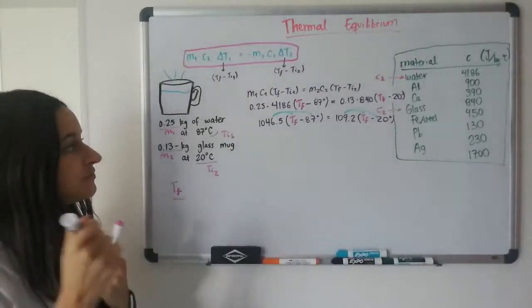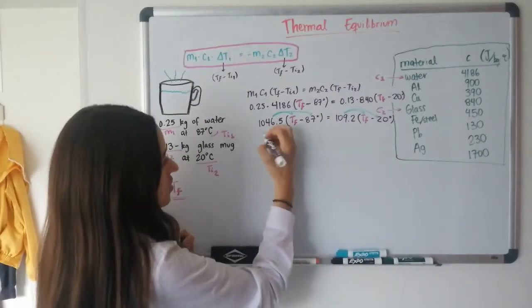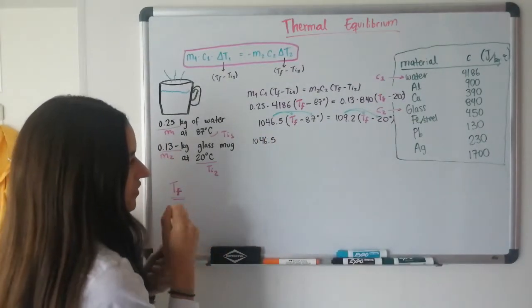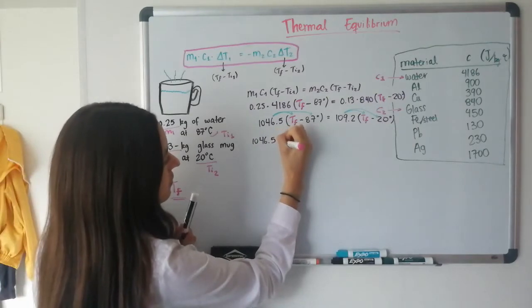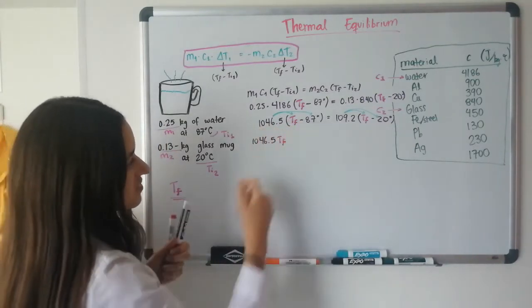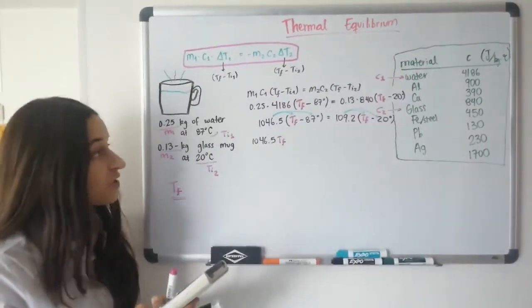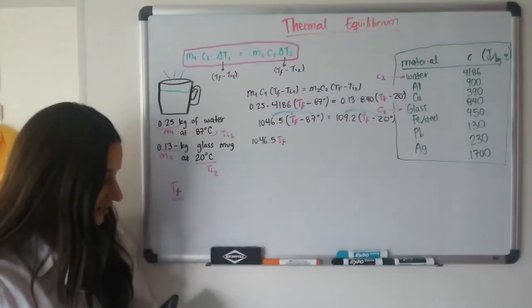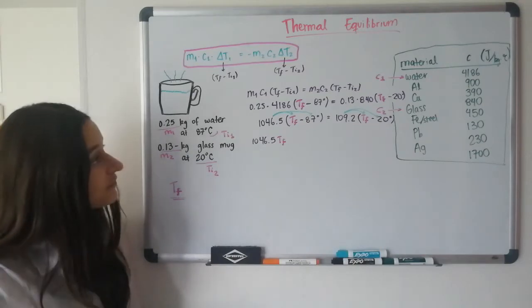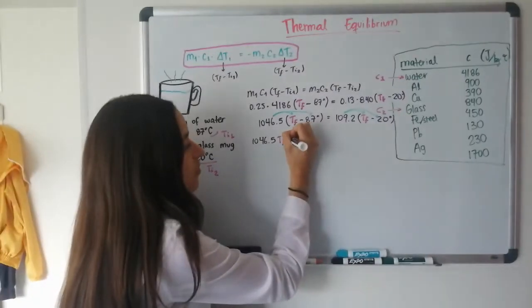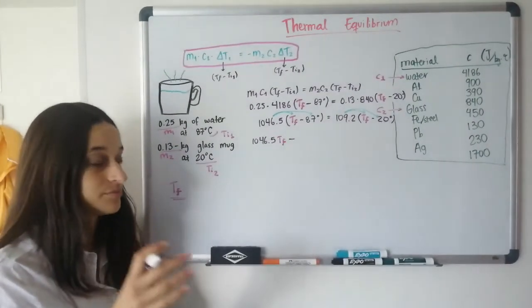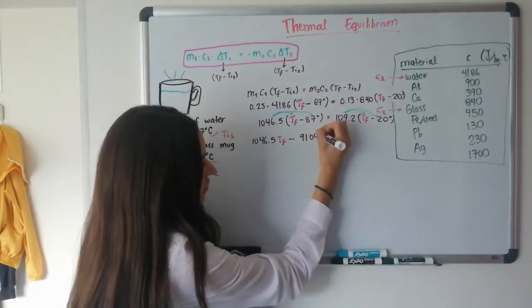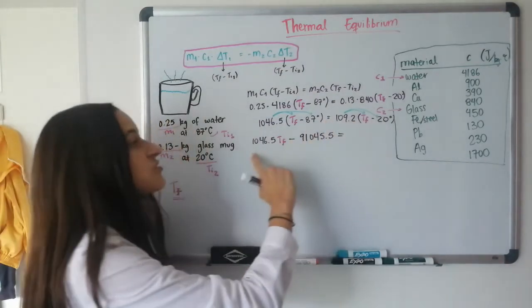So you do that, multiply this times this, and then add this times this. So we're going to get 1046.5 times TF. So 1046.5 TF. And then this times this, including the negative. So we put 1046.5 times negative 87 will give us negative 91,045.5. Pretty big number. Don't get scared. You'll always get really big numbers here, but then they'll become smaller again as you divide. So negative 91,045.5 equals. So we did this side.